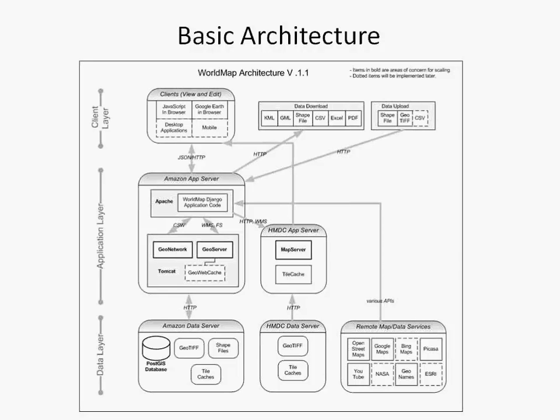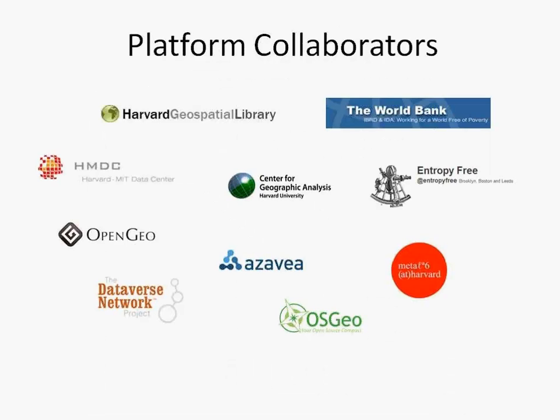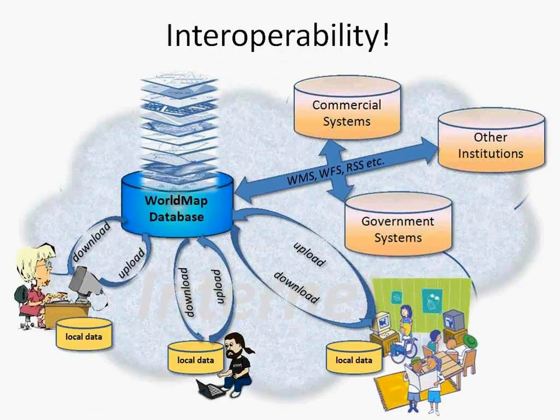These are our clients. We've got ideas for a mobile client. It won't be terribly hard to do. We just haven't had time really. Any data that's in the system can be downloaded in a variety of formats, and can also be viewed in Google Earth. So interoperability is really important here.